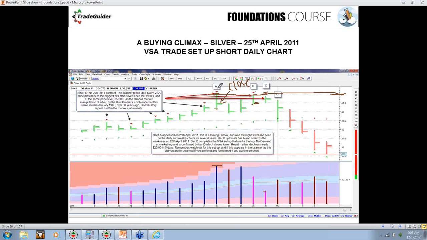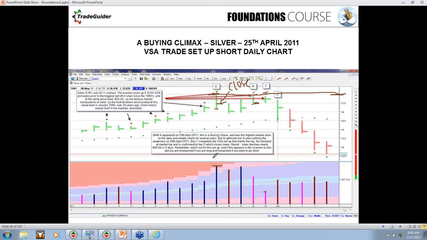Cause and effect, effort versus result. The cause and the effect is simply the activity of the smart money, the buying or the selling. The effort is seen in the volume. The result of the effort is seen in the closing price.